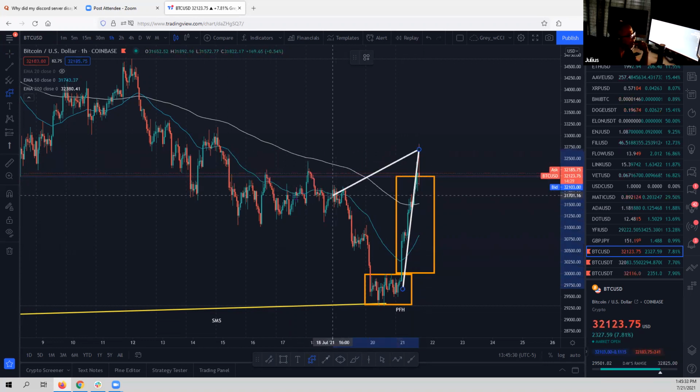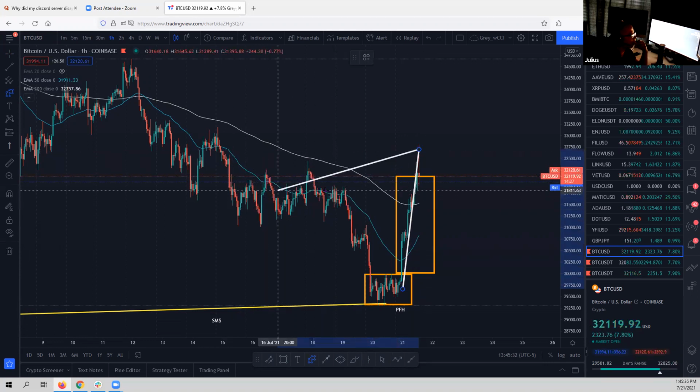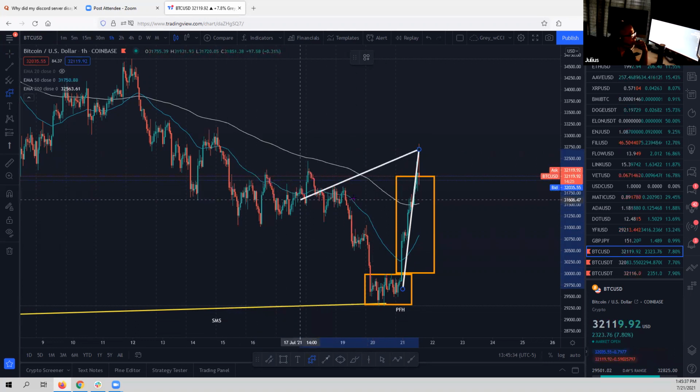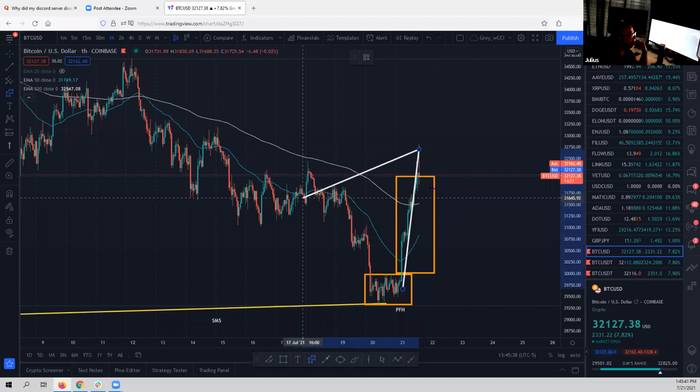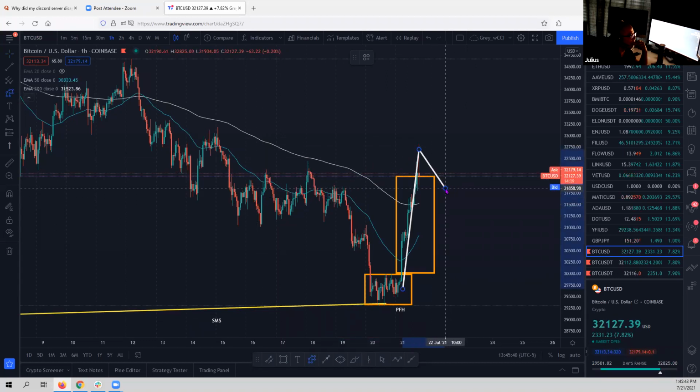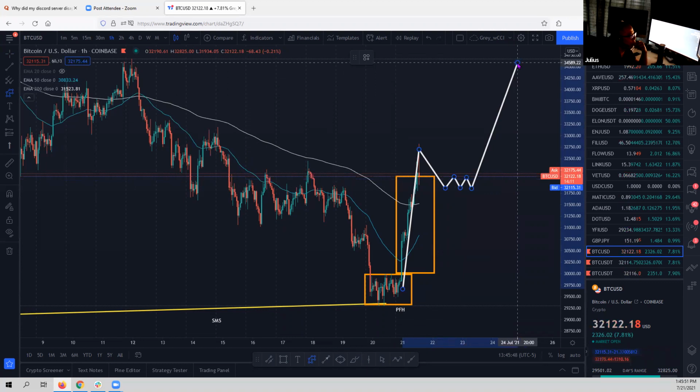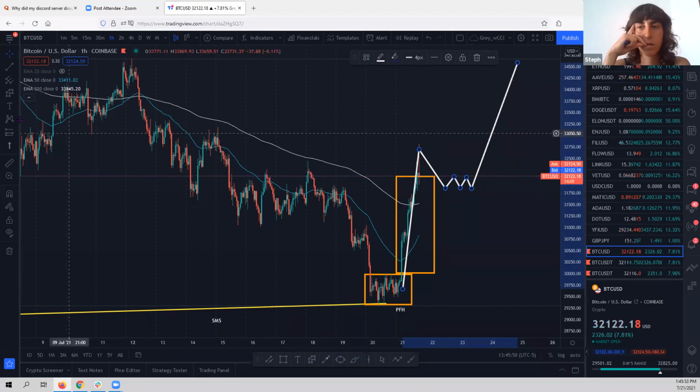I see price coming up here and then testing, see all this liquidity. This liquidity is what it's going to test. It's going to come down and test it, and I think it's going to do a little bit of dancing here and then come up for a level 2. See how that worked? All right, so that's how I see it.